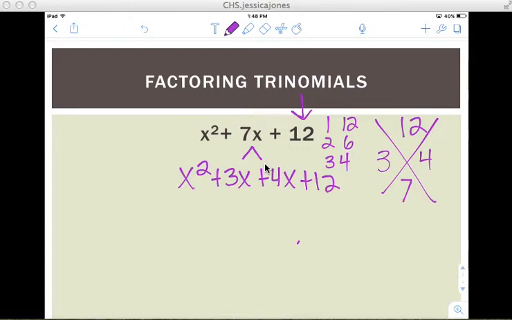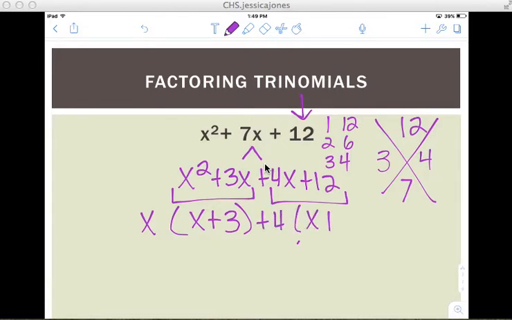Now you're doing exactly what we did today. You're factoring by grouping. The GCF between x squared and 3x is x. If you take that out, you're left with x plus 3. The GCF between 4x and 12 is 4. If you take that out, you're left with x plus 3. Now you have x plus 3 in common, and if you take that out, you're left with x plus 4.